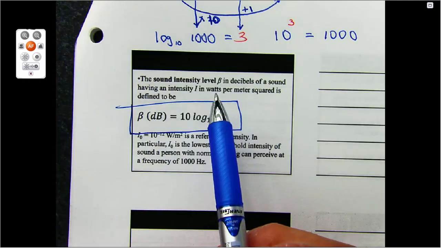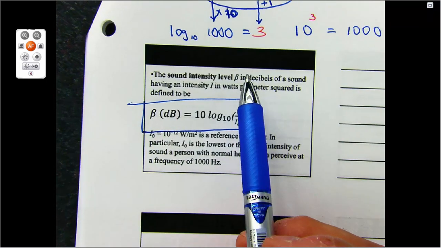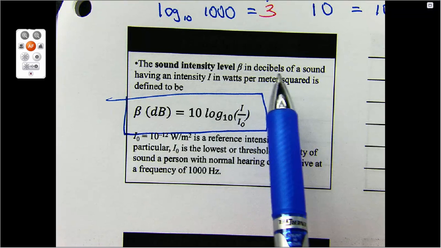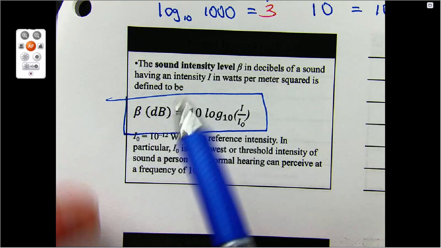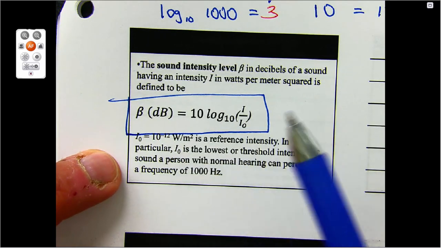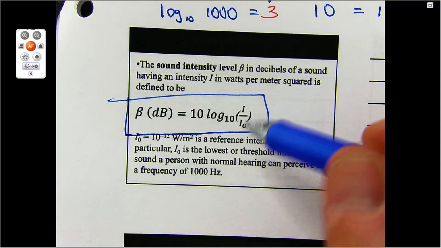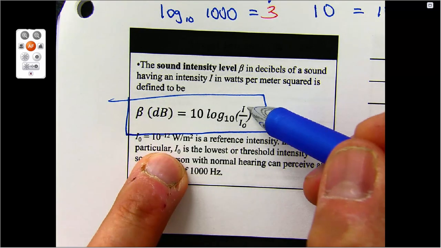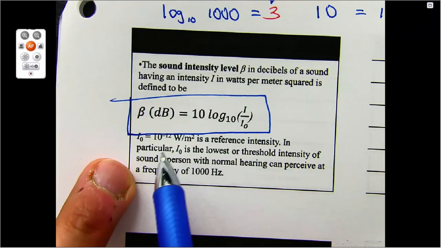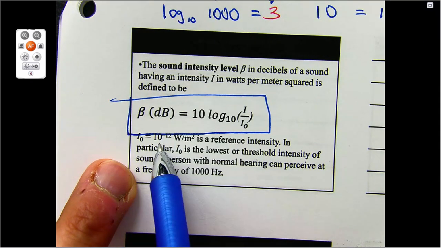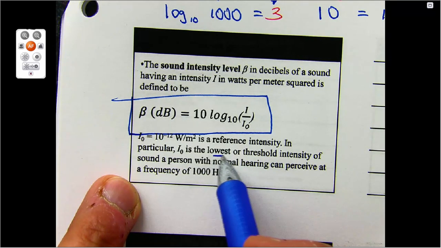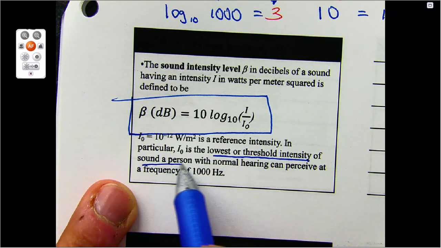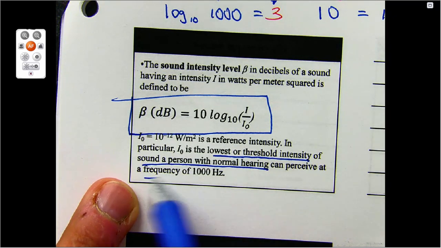Okay, so sound intensity, bels, in decibels of a sound having intensity I in watts per meter squared is defined as 10 log base 10 of intensity over the reference intensity, 10 to the minus 12 watts per meter squared. This is the lowest threshold intensity for normal hearing at a frequency of 1,000 hertz.